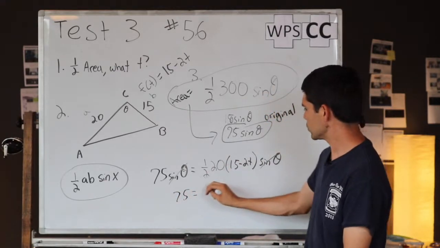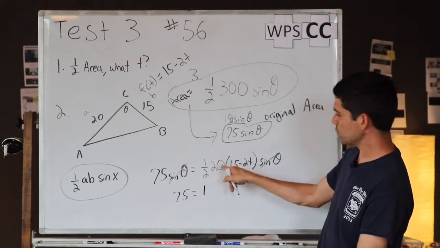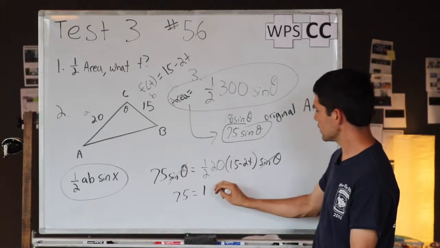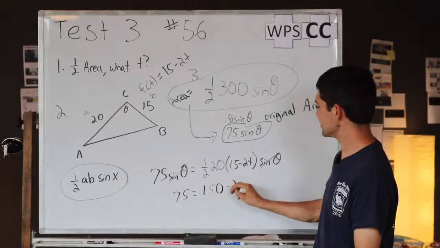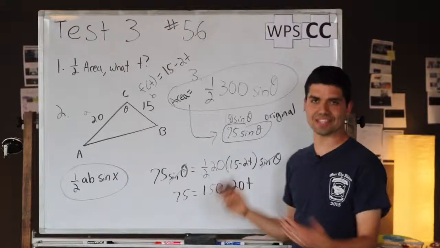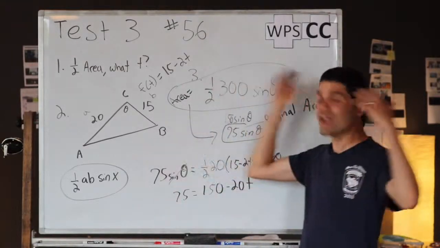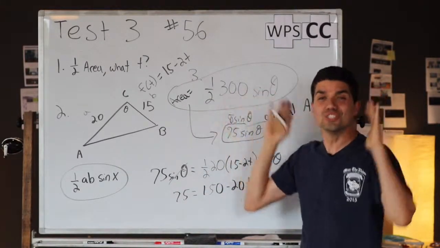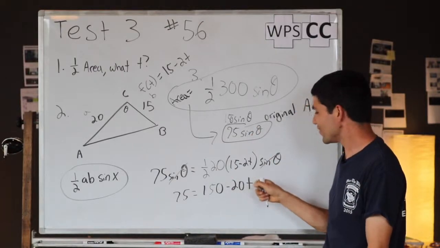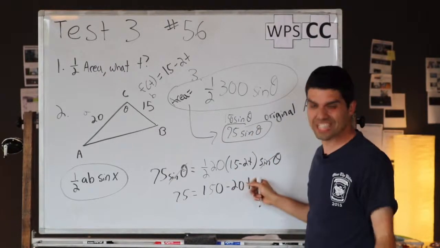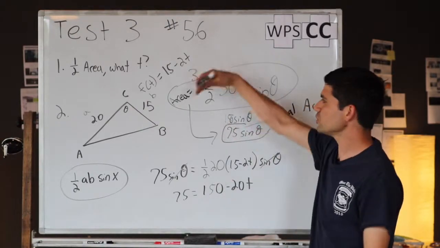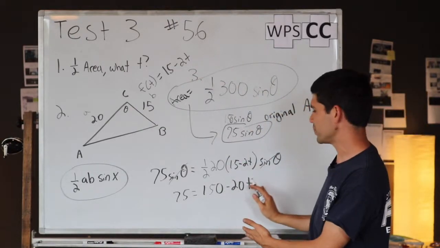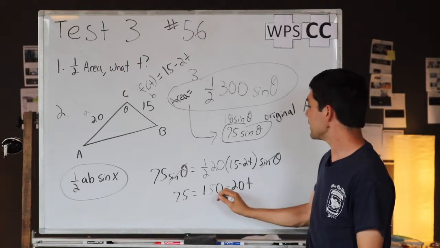75 equals 1/2 of 20, which is 10, times 15 minus 2t, so 150 minus 20t. Now look at that. All those words, all that stuff, just to have you solve this equation. If they would have given you this equation, the question would have been super easy. But they made you think about how to come up with this equation, so reason through it.